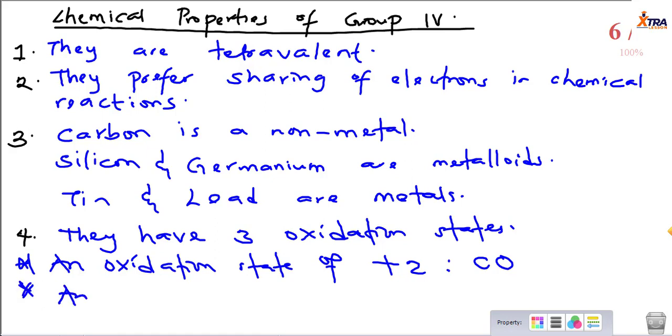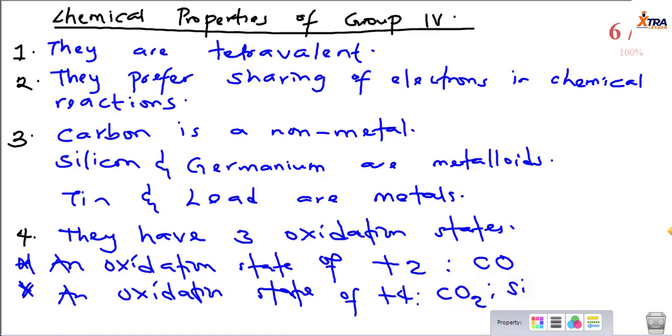An oxidation state of +4 in the case of carbon 4 oxide, silicon dioxide, tin 2 oxide, and lead 2 oxide. So you can see this. So this is a +4 oxidation state. CO, PbO, SnO, all these are +2 oxidation states, as you can see.